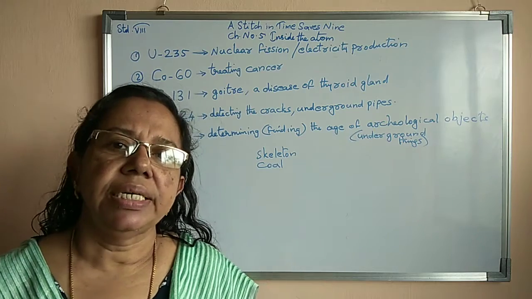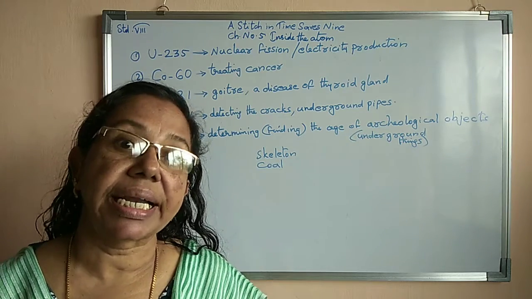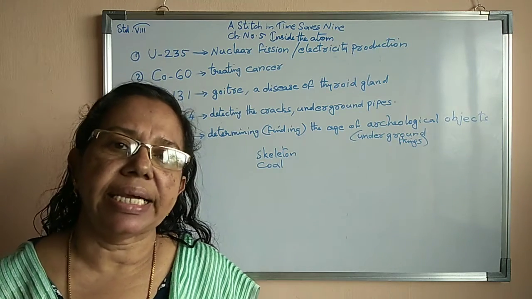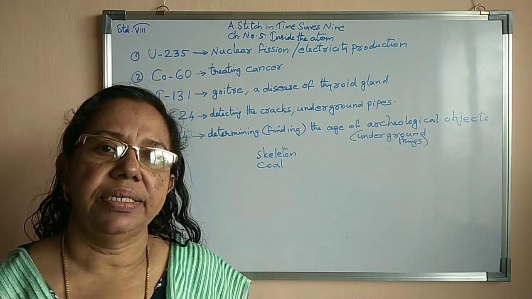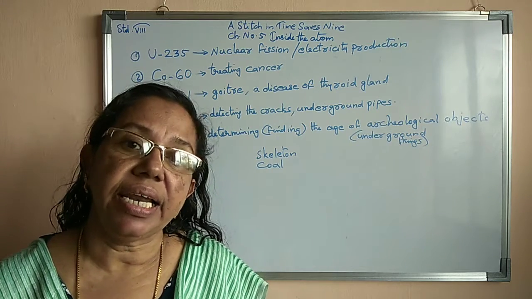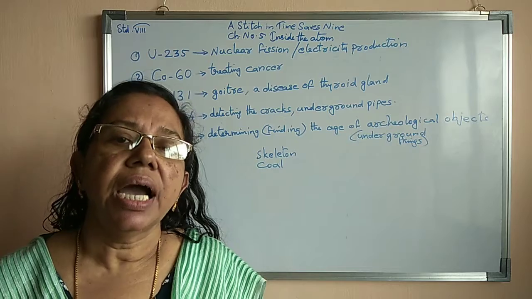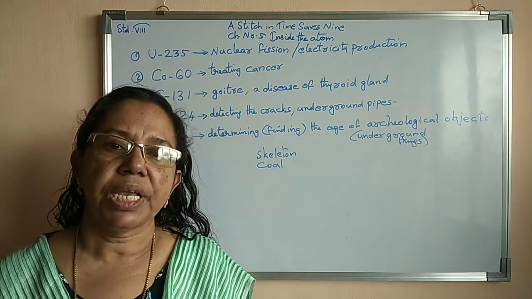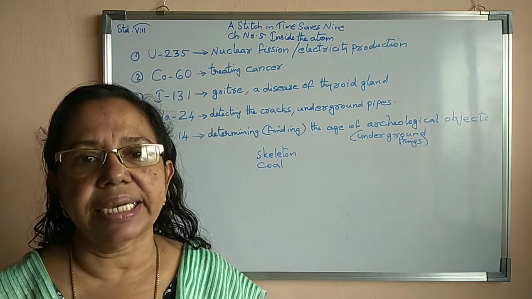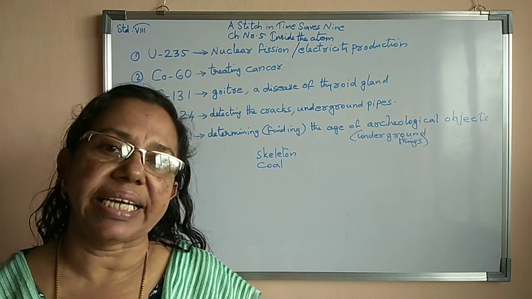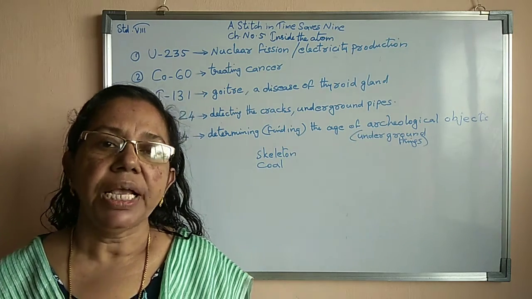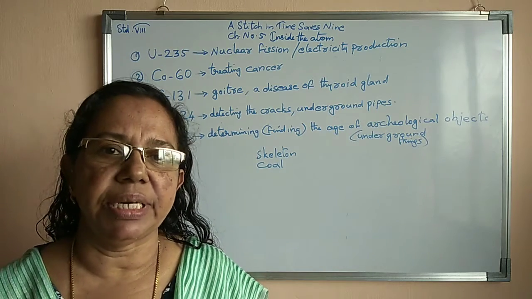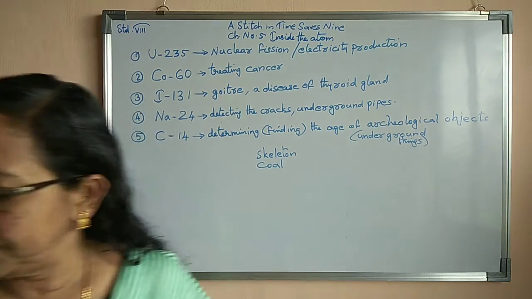Now we will study what a nuclear reactor is. A nuclear reactor is a machine which generates electricity by using atomic energy or nuclear energy. Inside the nuclear reactor, a chain reaction is taking place. How that chain reaction is taking place, that I will show you now.